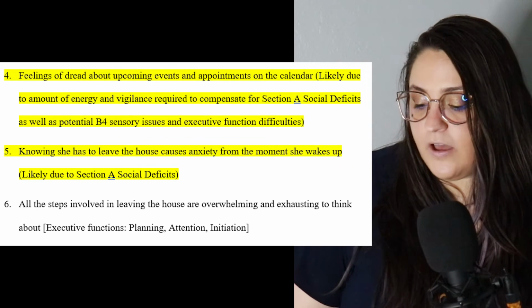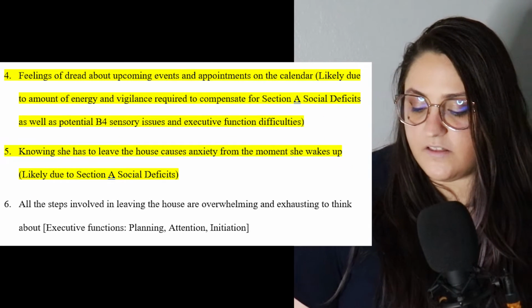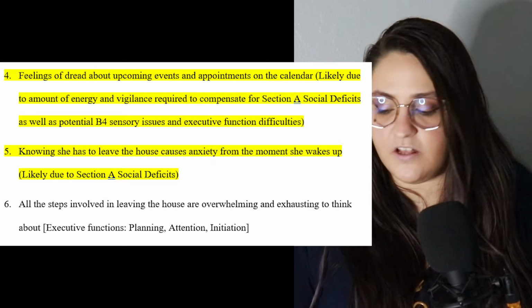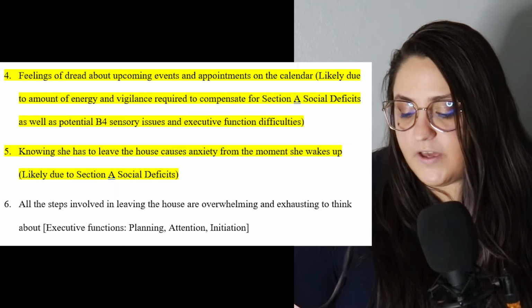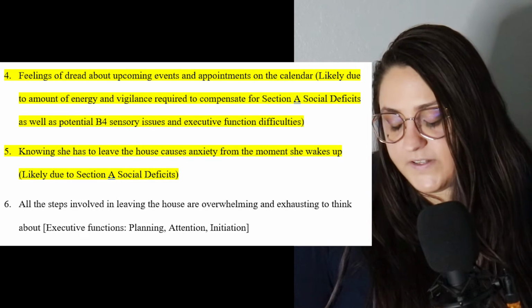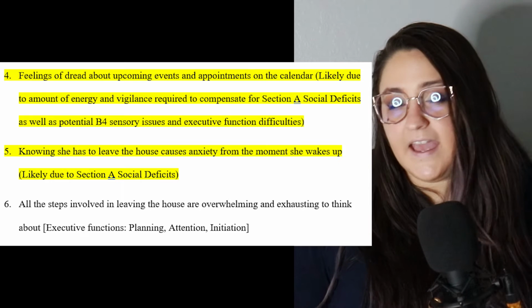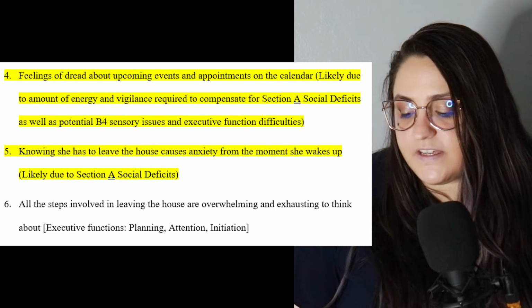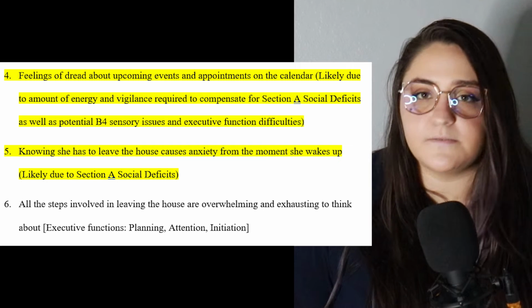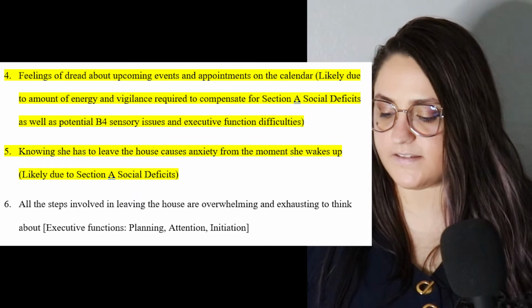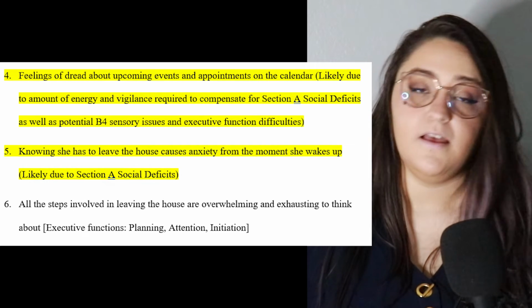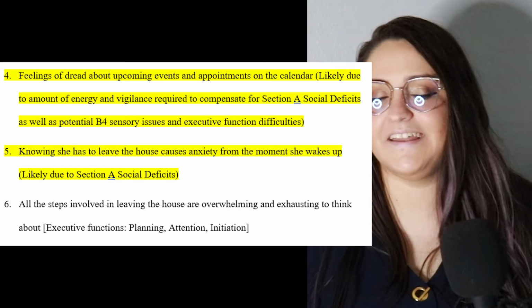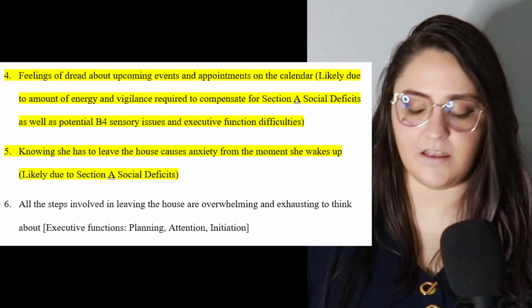Feelings of dread about upcoming events and appointments on the calendar. Again, this one I marked in yellow because it's likely due to the amount of energy and vigilance required to compensate for Section A social deficits, and it may potentially apply to the B4 sensory issues and executive function difficulties. Knowing she has to leave the house causes anxiety from the moment she wakes up. I put this one as yellow because, again, it's likely due to those Section A deficits.